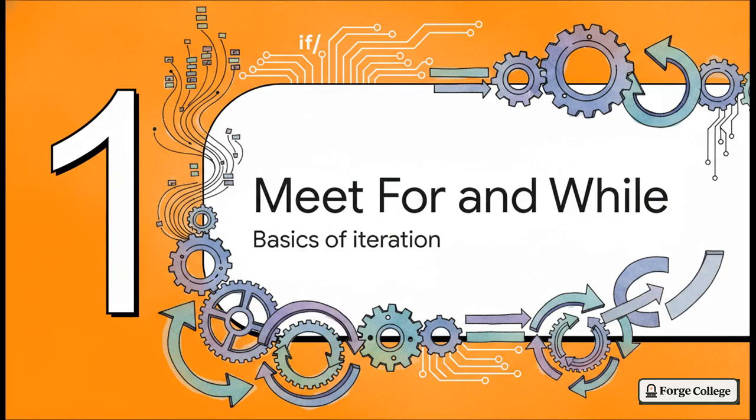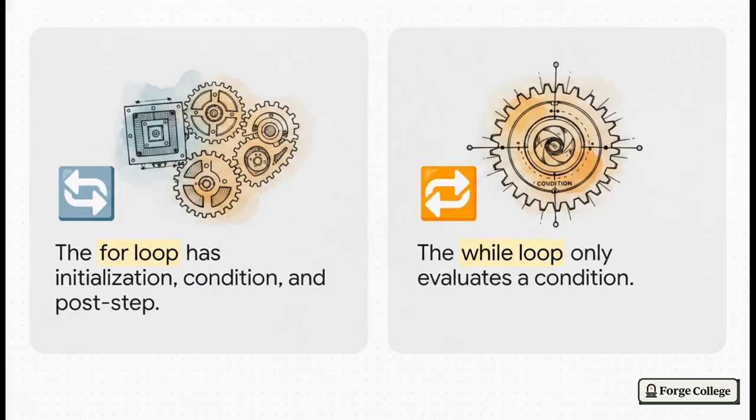Meet for and while. The absolute basics of Solidity iteration. So up until now in our smart contract journey, we've mostly used conditional branching to decide if a single operation runs. But when we're dealing with collections of items, we absolutely need loops to decide exactly how many times an operation runs. Otherwise, we're just constantly duplicating our code.